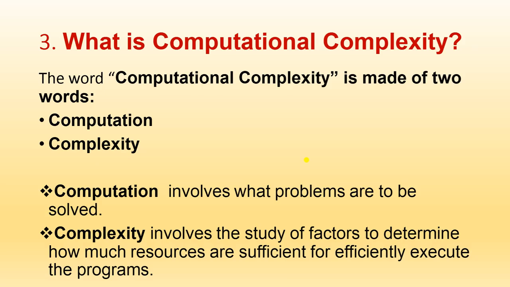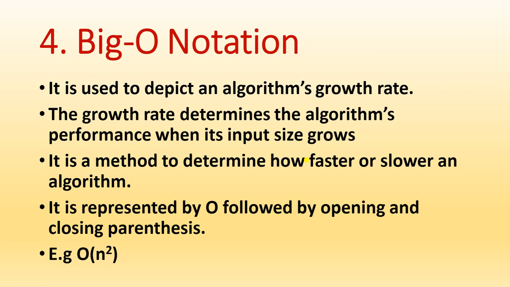Then we studied what computational complexity is. Computational complexity is made of two words, computation and complexity. Computation means what problems are to be solved, and complexity means what factors determine how much resources are sufficient to efficiently execute the programs.